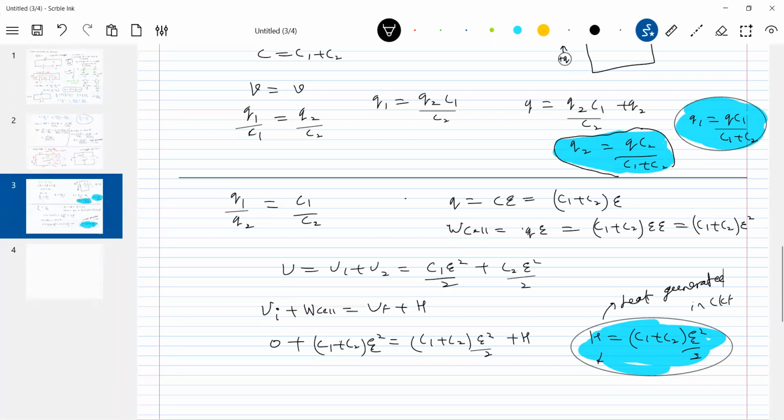From this one, the work done by the cell. Whether the capacitors are connected in series or parallel, the work done by the cell should be equal to twice the heat generated. Or the heat generated, whether capacitors are connected in series or parallel, will be half of the work done by the cell. You can see in both cases it came the same.